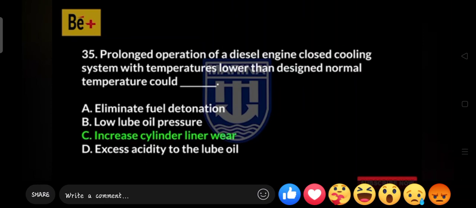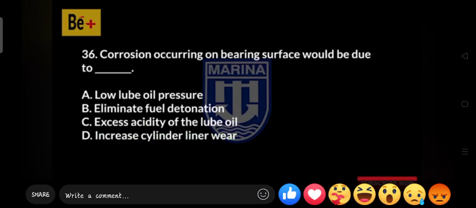Corrosion occurring on bearing surface would be due to A. Low lube oil pressure. B. Eliminate fuel detonation. C. Excess acidity of the lube oil. D. Increase cylinder liner wear. The answer is C. Excess acidity of the lube oil.